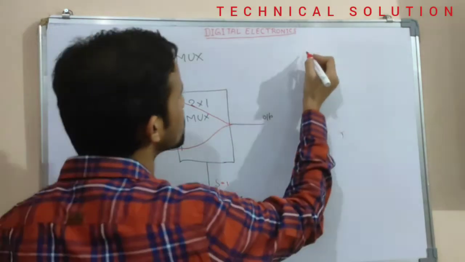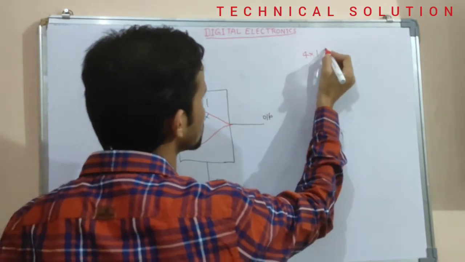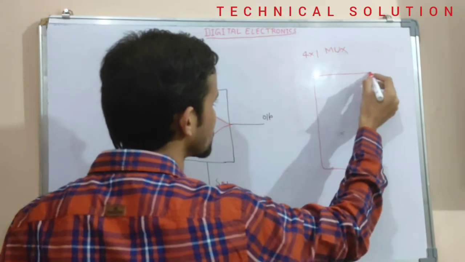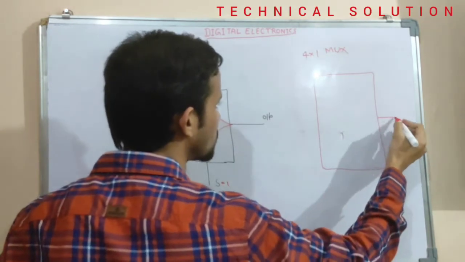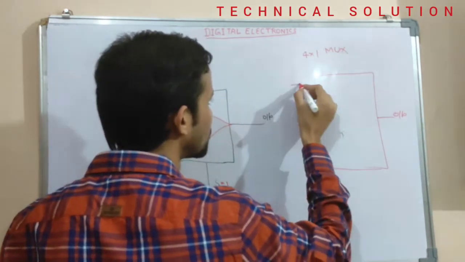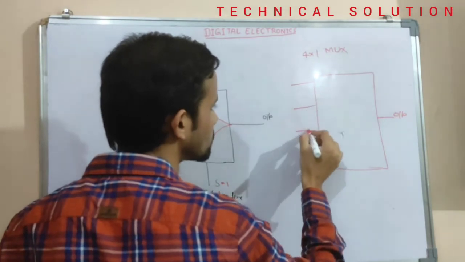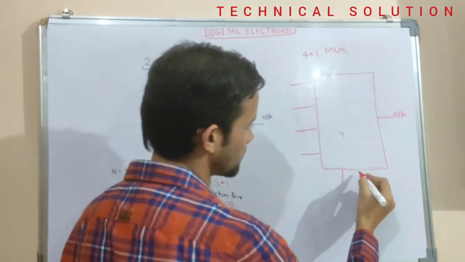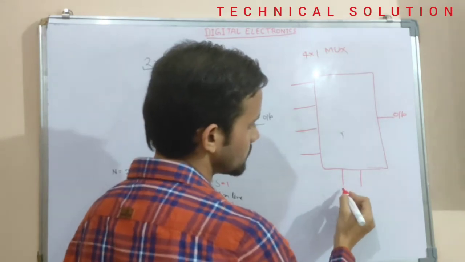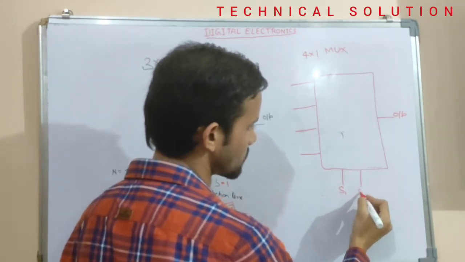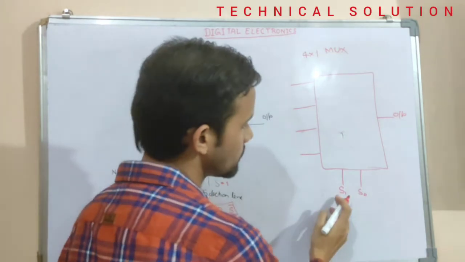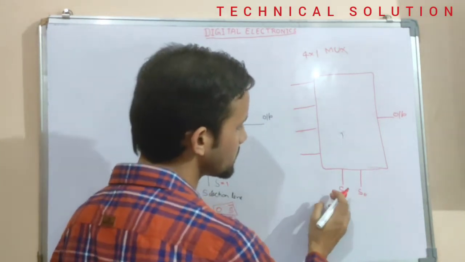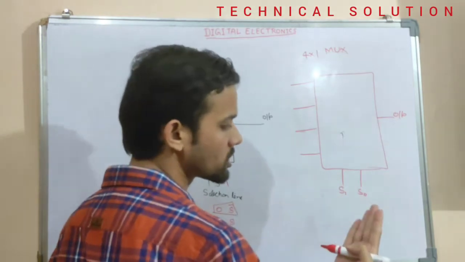Let us understand with a 4x1 MUX, in which there is one output and there are 4 inputs. It has 2 selection lines. Let us suppose this is S1 and this is S0. So here there are 2 selection lines, and based on these 2 selection lines, there are 4 possible minterms.